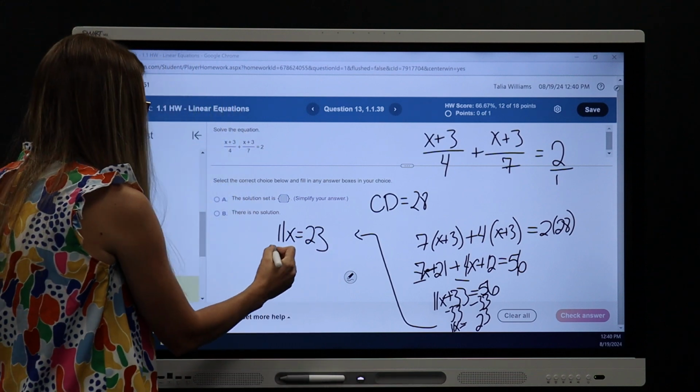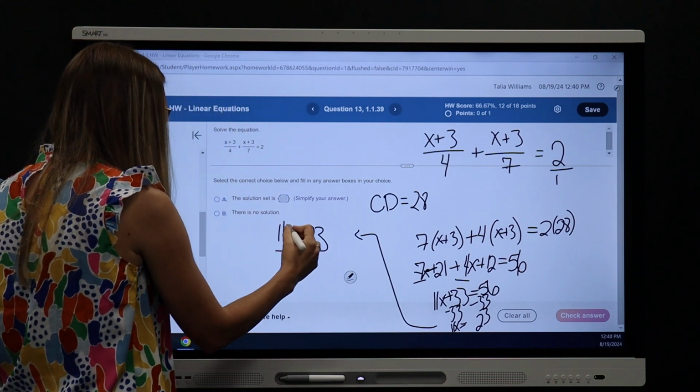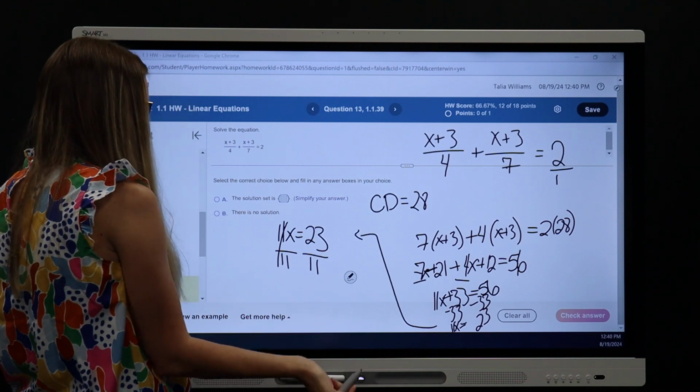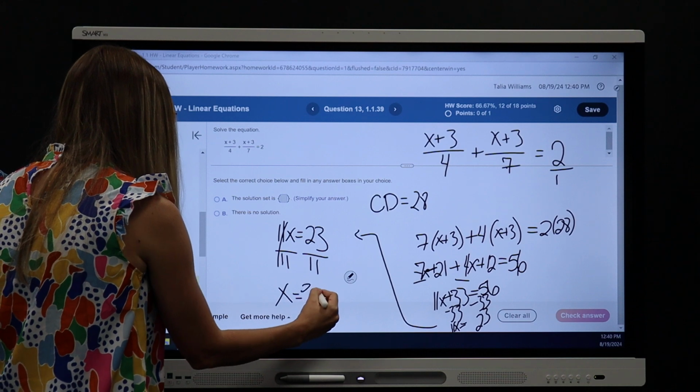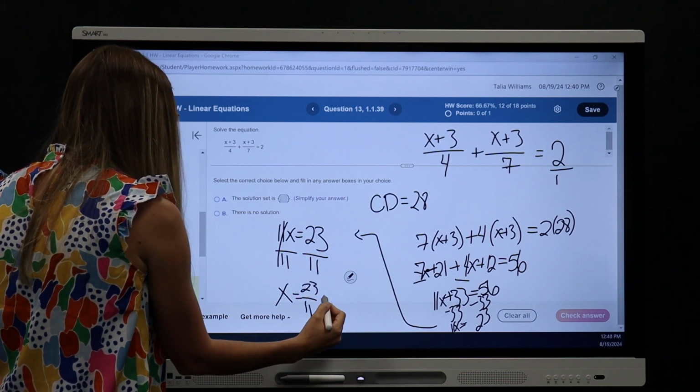And then we're going to divide by our 11. 11 divided by 11 is 1. 23 is not divisible by 11, so 23 over 11 is the answer.